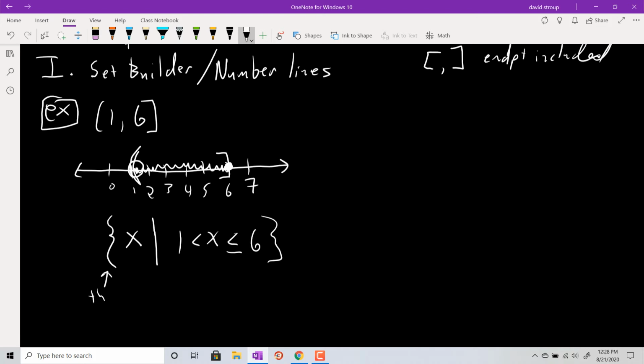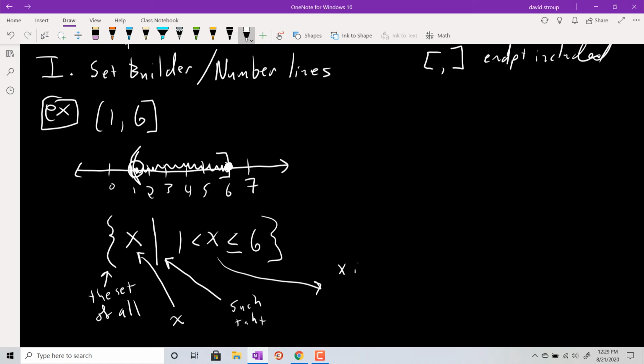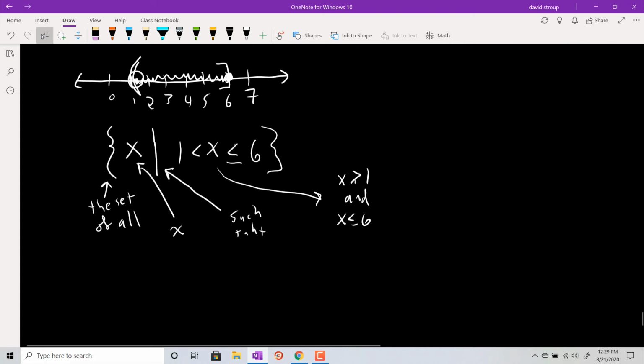It's the set of all, and then we had this x, and then this bar means such that, and then we had this inequality, x is greater than 1 and x is less than or equal to 6. Okay, let's try another.